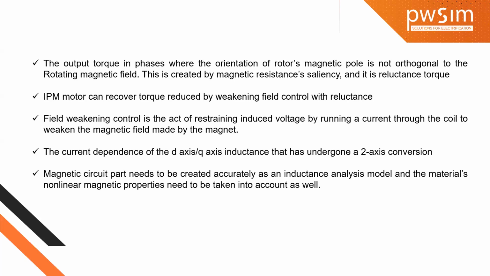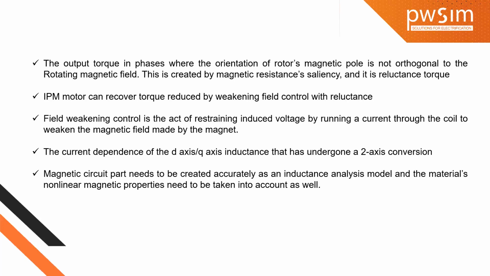In this case, we can obtain the current phase angle characteristics of the d-axis and q-axis, which mainly account for the magnetic saturation as well as the flux linkage in the IPM motor. It is possible to output torque even in phases where the orientation of the rotor magnetic pole is not orthogonal to the rotating magnetic field. In this condition, the torque is created with the help of the magnetic saliency. Because of this magnetic saliency, we get a torque that we call reluctance torque. This reluctance torque is mainly the source for stepper motors or switched reluctance motors.